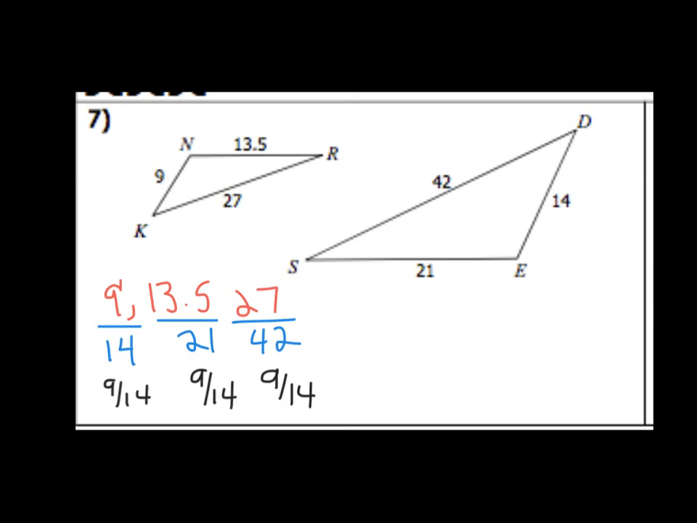So when I simplified each of my fractions, I got 9 over 14, 9 over 14, 9 over 14. So that is the scale factor. Are these triangles similar? The answer is yes. What's the postulate theorem that proves it? It is side, side, side.